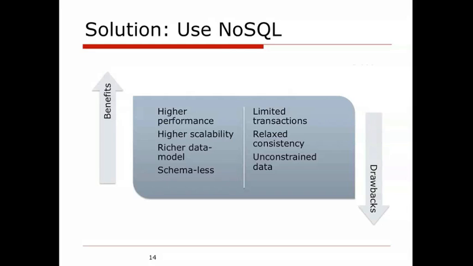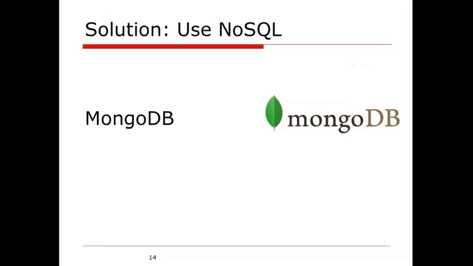But on the other hand, there's no such thing as a free lunch, and so you have to give up something. And what that tends to be is ACID transactions. As you're going to see, NoSQL databases tend to have pretty limited transaction models. And you tend to have to give up on database consistency as well. There's a whole topic of eventual consistency and so on. And you tend not to be able to define constraints on your data. So it's a different model.